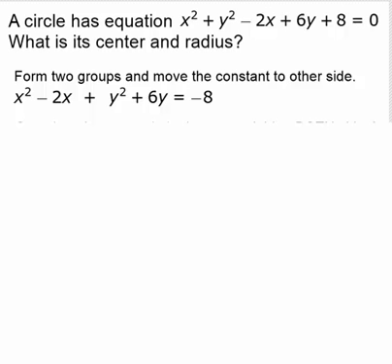Well, to do this, we get the x terms together and the y terms together, and we move that constant term 8 to the other side by subtracting 8 from both sides. And we get this form: x squared minus 2x plus y squared plus 6y equals -8. Now we just have to add to both the x group and the y group to make perfect squares.